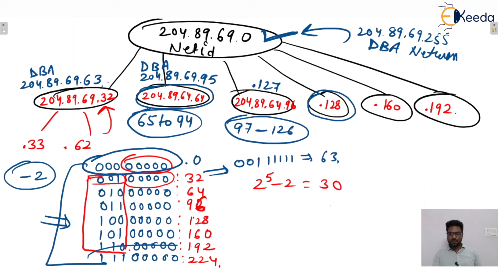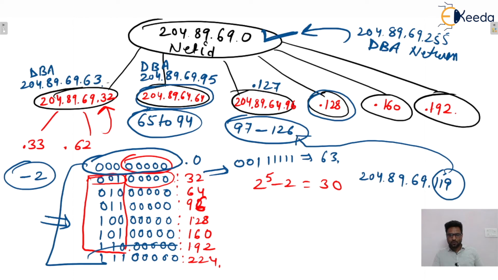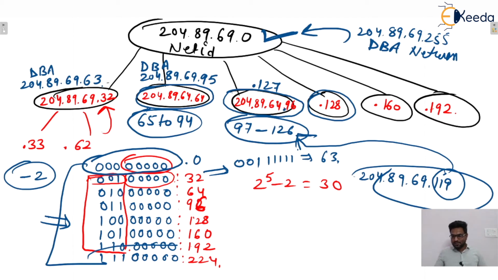Now, the given IP was what? That is 204.89.69.119. So you can see this 119 lies in this particular range or not. So this particular IP lies in this range. So we have given the answer: the subnet ID is .96. You can see it in the previous slide, isn't it? So this IP address was given, and we identified the subnet ID of this particular IP address.